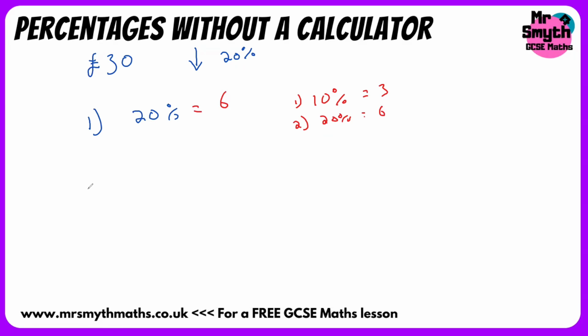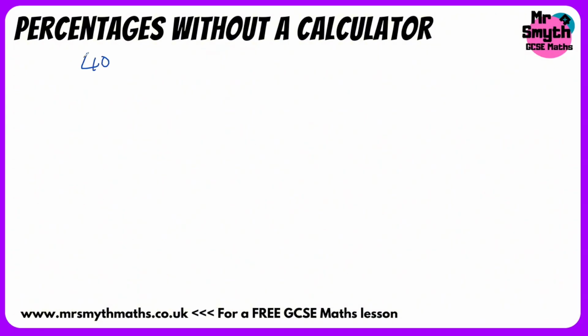The second thing to do now is we've been asked to decrease 30 by 20%. But we know 20% is 6. So we're asked to decrease 30 by the 6, which is of course going to give us £24. Okay, let's do one final example. Let's pick another random number, 40 quid, and this time we're going to increase £40 by 15%. Don't know why, but we're just going to increase that by 15%.